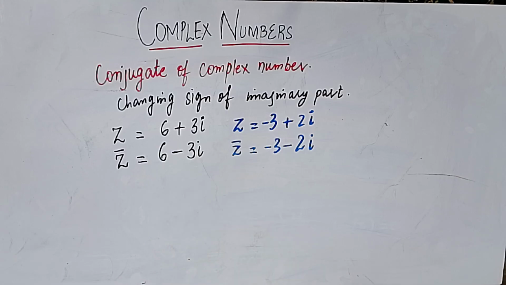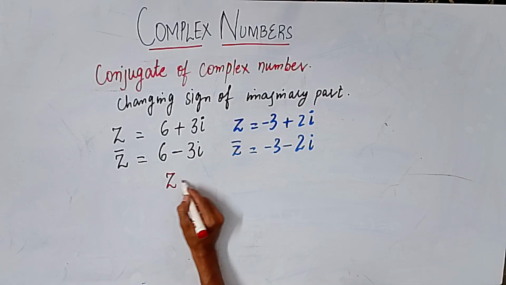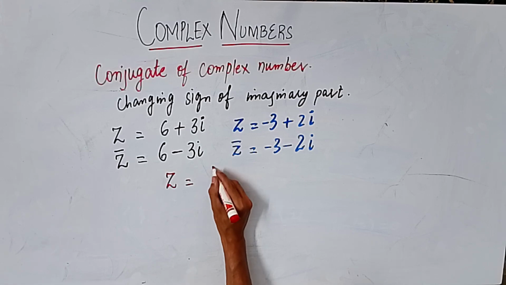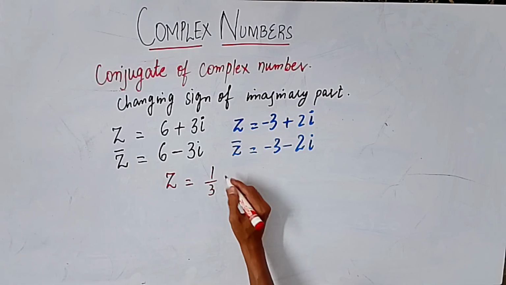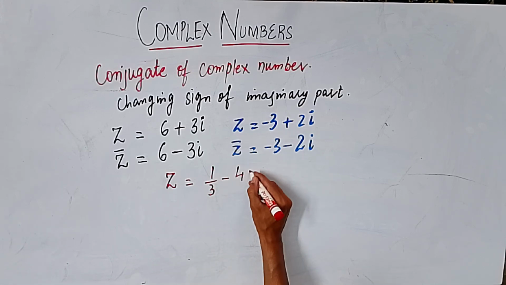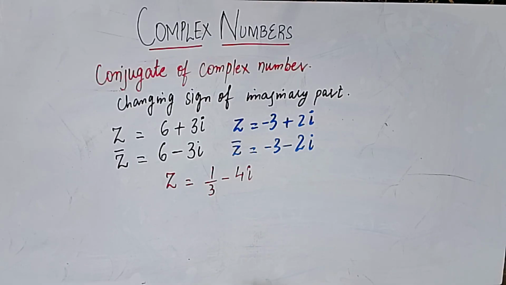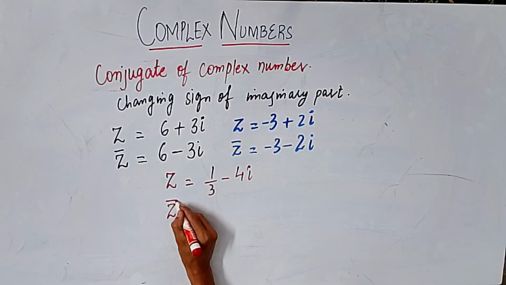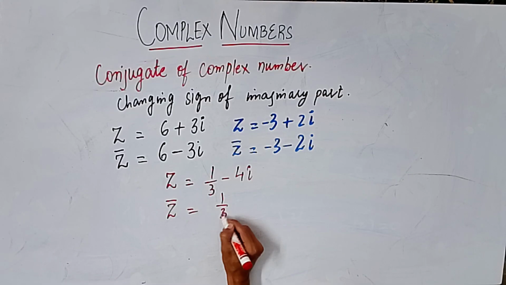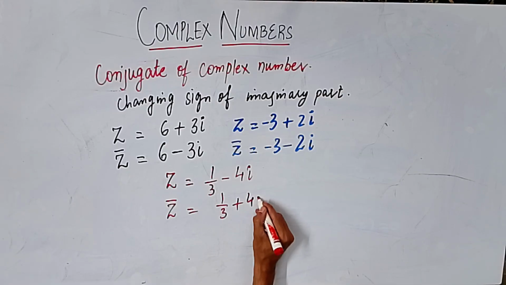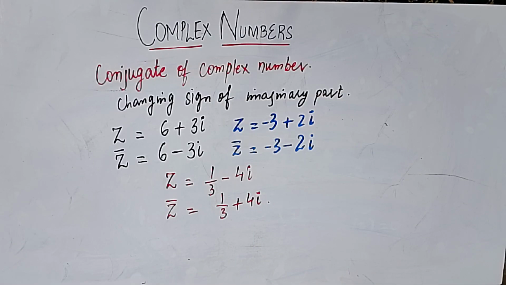Now let's take one more example. 1 upon 3 minus 4 iota. Now over here, if you want to find a conjugate again, you need to just change the sign of the imaginary part of the complex number. So this is how we find the conjugate of a complex number.